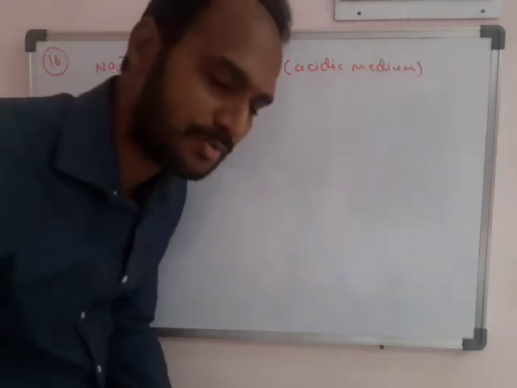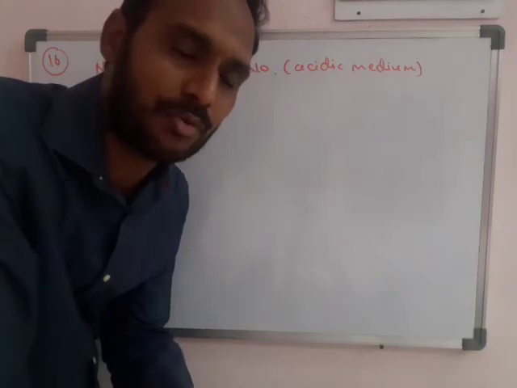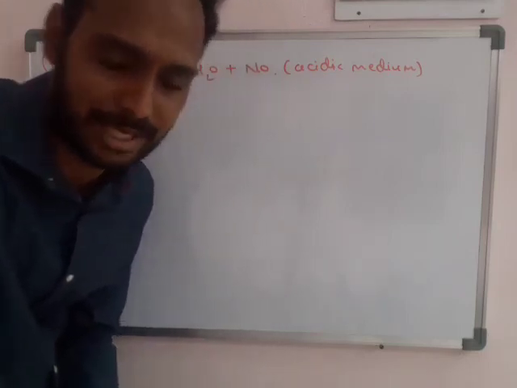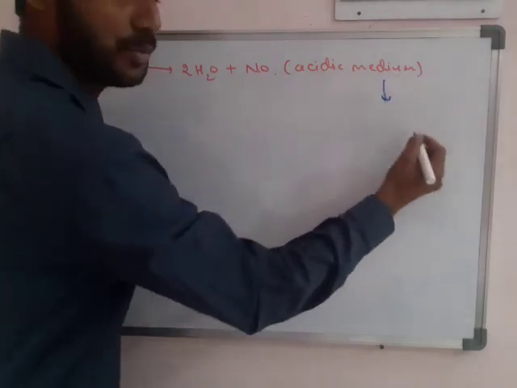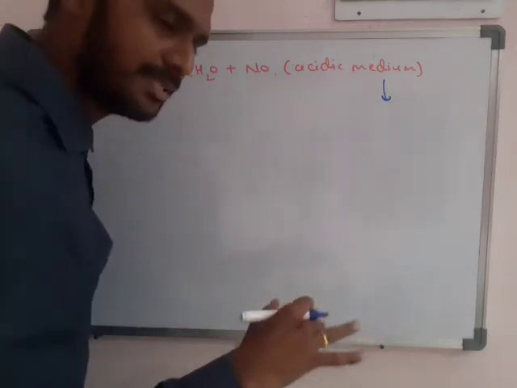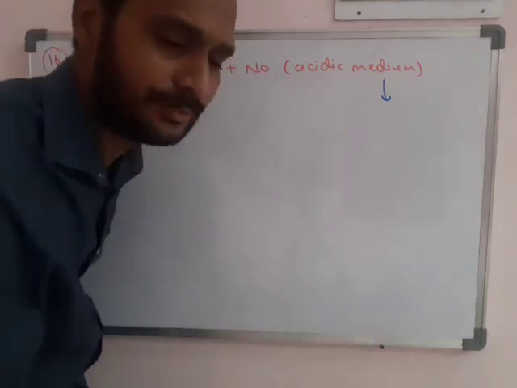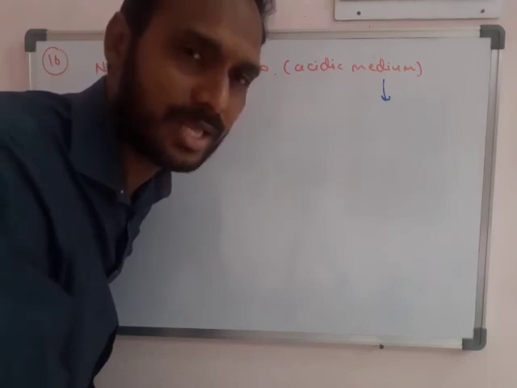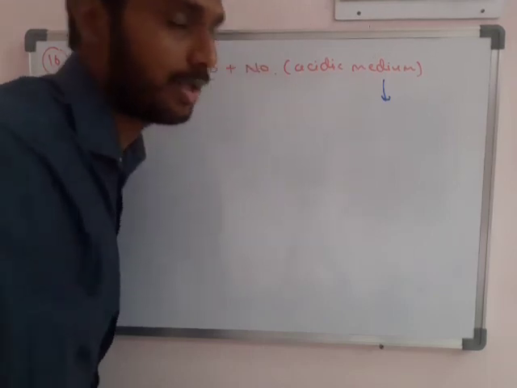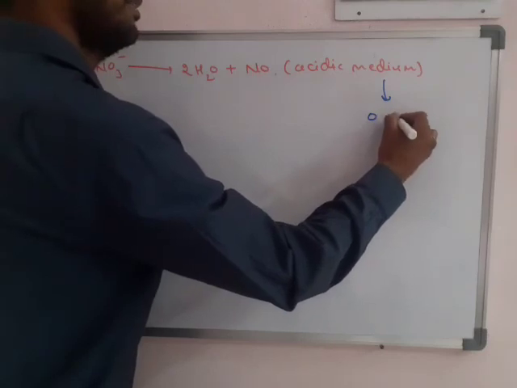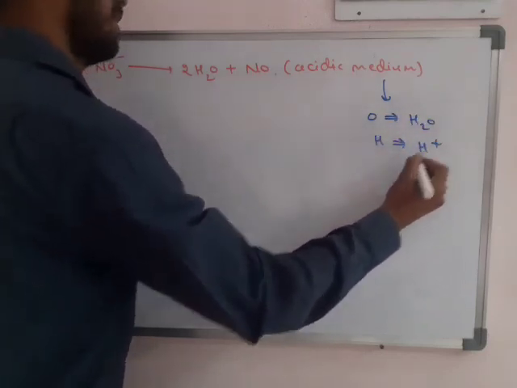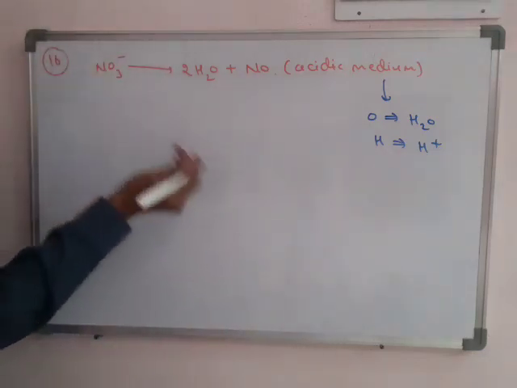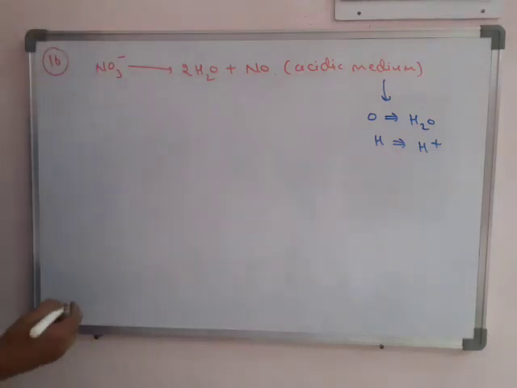So the question is, we have to know the number of electrons added for balancing this reaction in acidic medium. We know the acidic medium rules. What are the acidic medium rules? In acidic or basic medium, first balance the atoms other than hydrogen and oxygen, then balance the oxygen using H2O molecules and the hydrogens using H plus ions. Okay, simple. Then only we can balance the electrons.